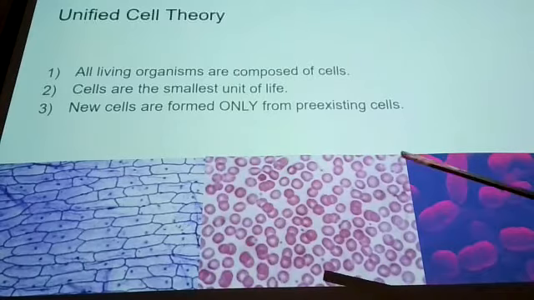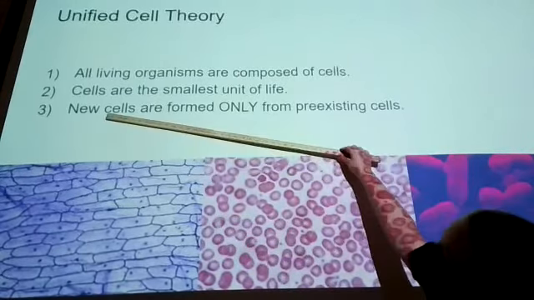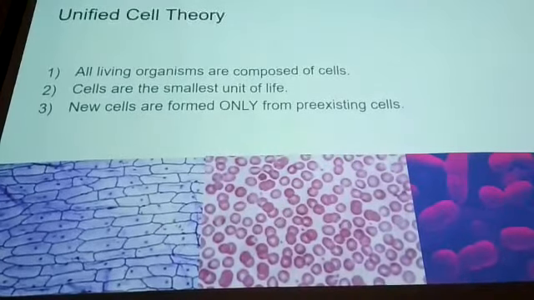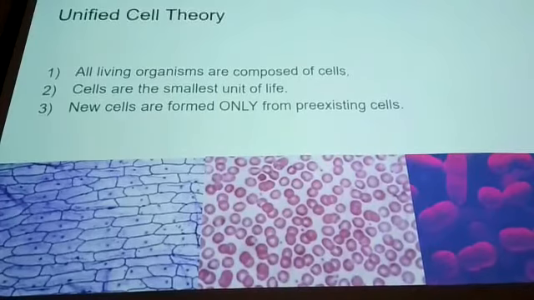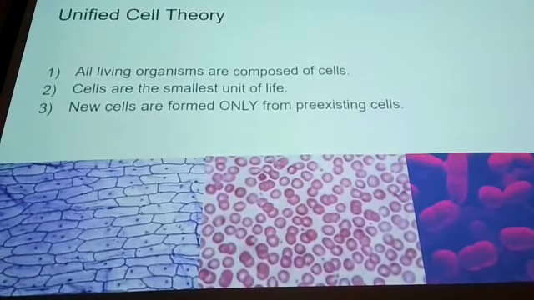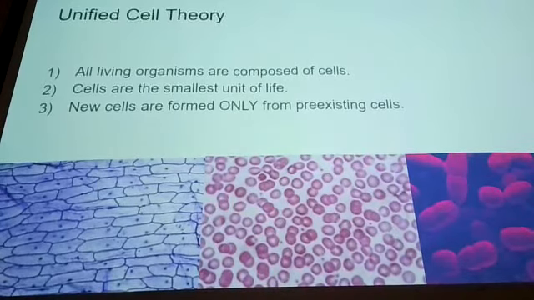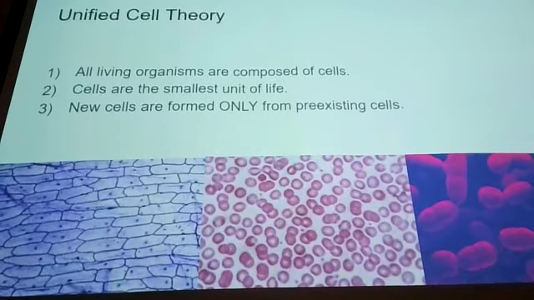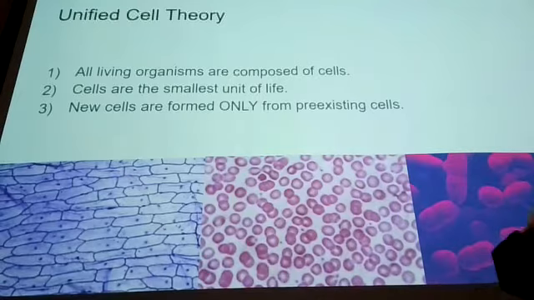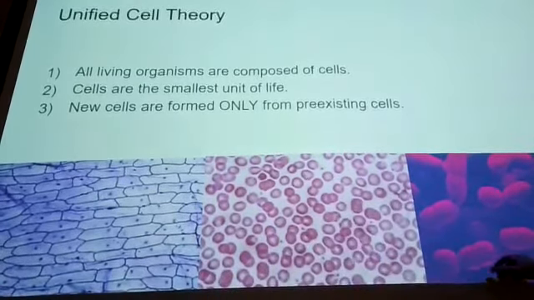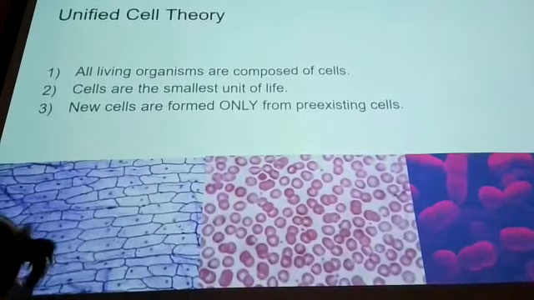And then Louis Pasteur is the person who contributed this part. New cells are formed only from pre-existing cells. We don't have spontaneous generation. Life doesn't just come about, right? We have to have other cells that reproduce to make new cells. And so I've got a picture of some plant cells. These are some red blood cells, and these are some bacteria in our little pictures there.